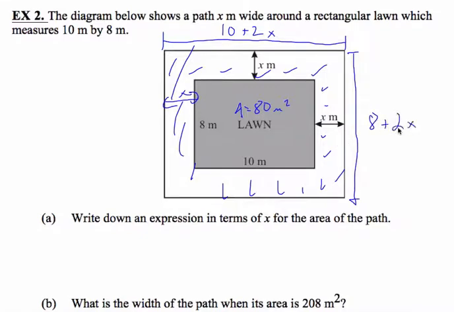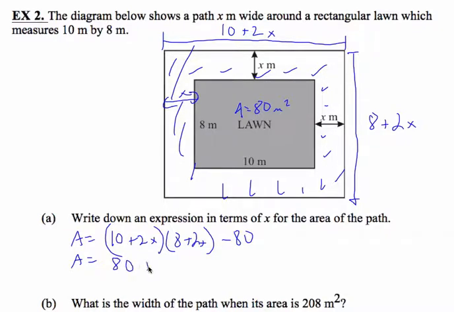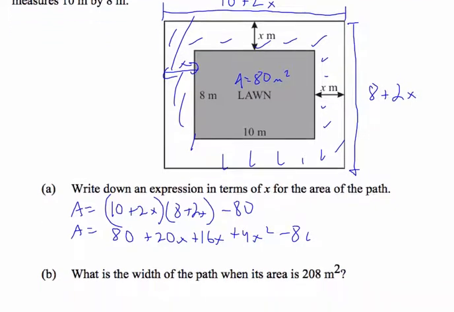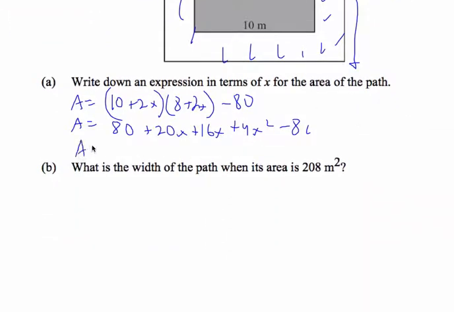Okay, so if we want to find the area of the path, we can do 10 plus 2x times 8 plus 2x minus 80. And let's simplify that. So I'm going to have 80 plus 20x plus 16x plus 4x squared minus 80. I can do a little bit more simplifying as well. Oh, look, the 80 and the minus 80 cancel. So we get 4x squared plus 36x is the expression for the area.